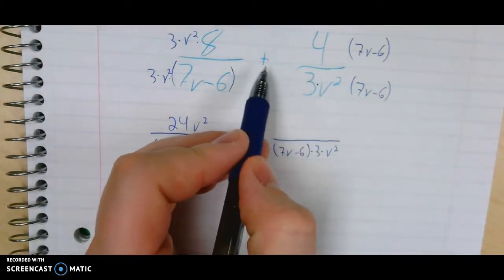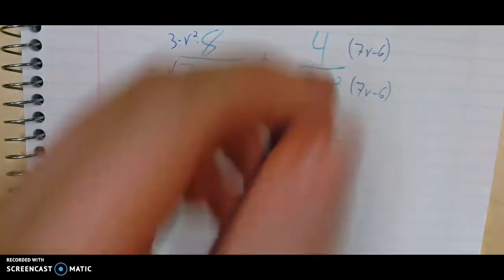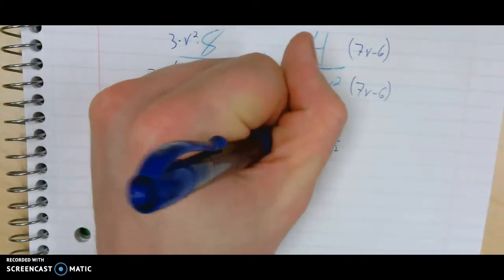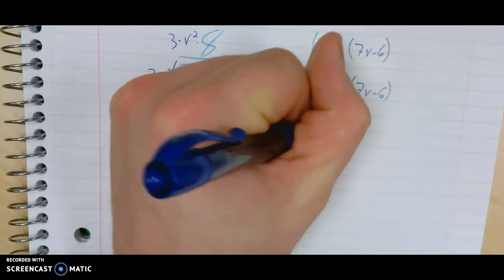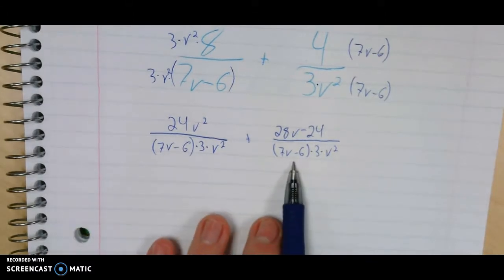So when I do that, I can distribute. This is a positive 4. I'll distribute the positive 4 onto 7v minus 6. That's going to give me a 28v minus 24. So now these clearly have the same denominator.